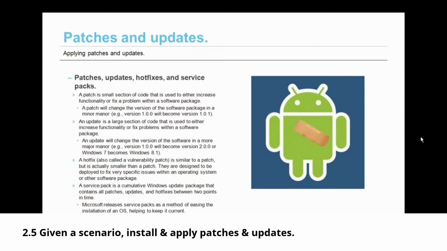1.0.1. An update is a larger section of code that is used to either increase functionality or fix problems within a software package that become known after production. An update will change the version of the software in a more major manner, as in version 1.0.0 will become version 2.0.0. Or, using a Microsoft example, Windows 8.0 became Windows 8.1.